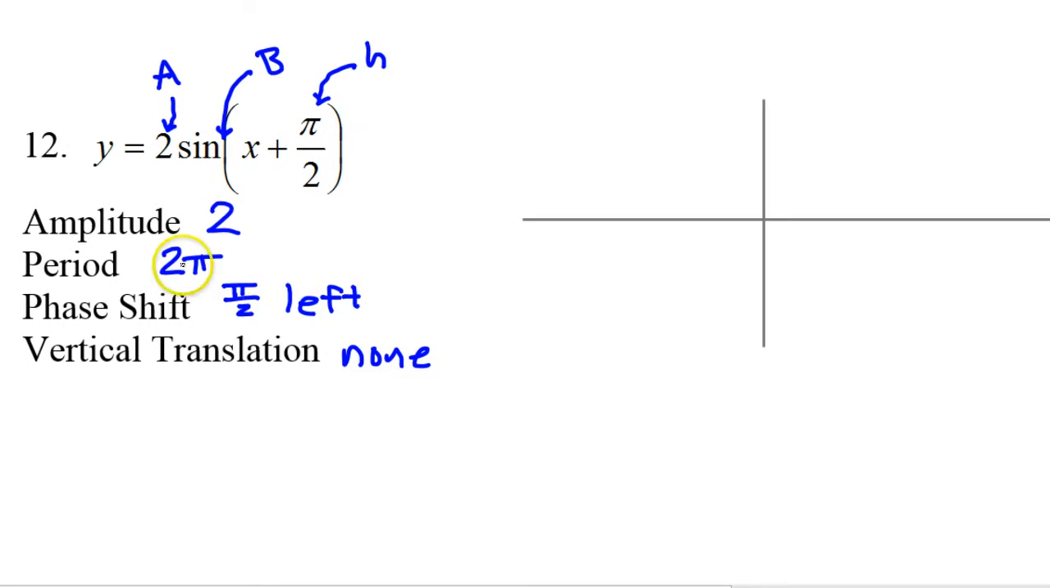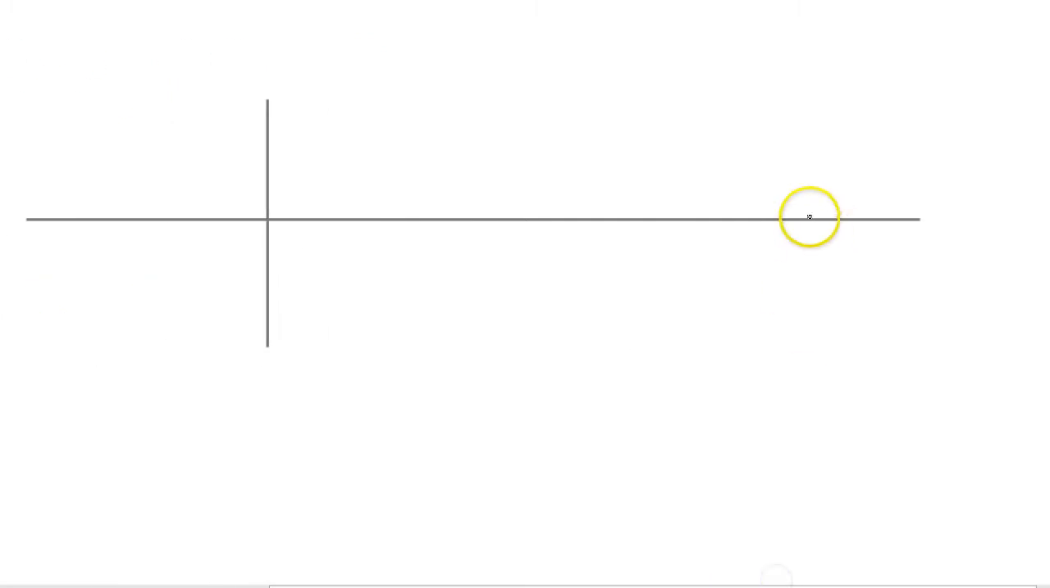As we begin the graph, the first thing I will look at is the period. So the period is 2 pi. So I'm going to come way over here to the right, and I will go ahead and put 2 pi. So if I go halfway, that'll be pi. If I go half again, that will be pi over 2. If I go to this third position, that will be 3 pi over 2.